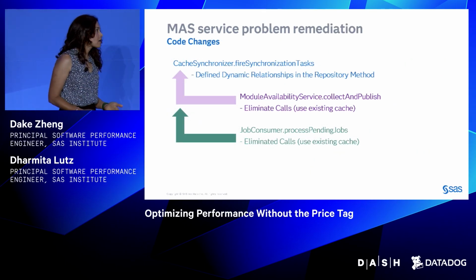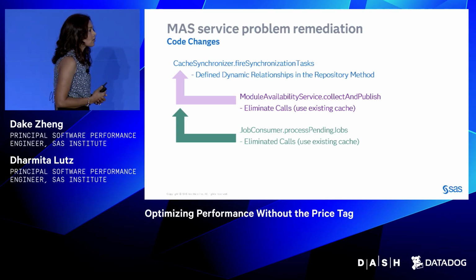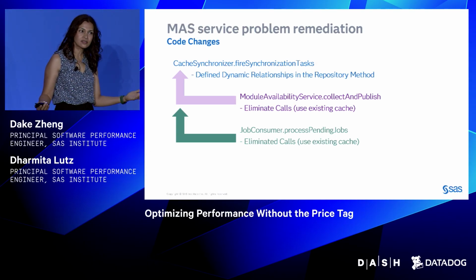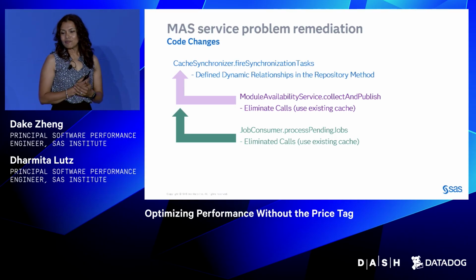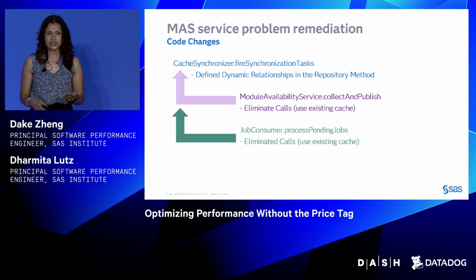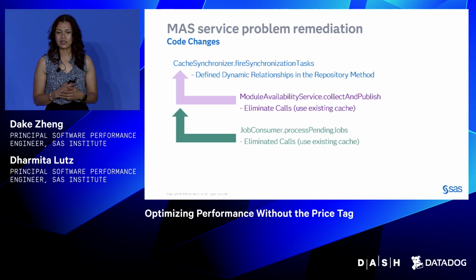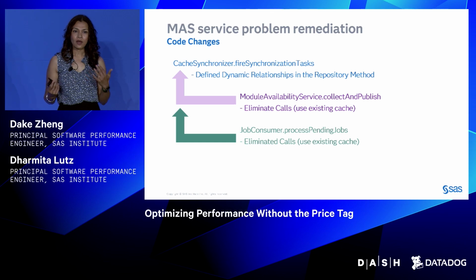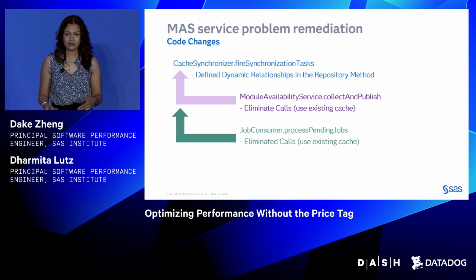Datadog's observability made a compelling case for the developer to make some code changes. It was nobody's fault. The code had changed hands 4 times. But the developer was able to review the data access patterns, and he made the fire synchronization tasks method much more efficient, and he also eliminated calls that were being generated from the other 2 methods.